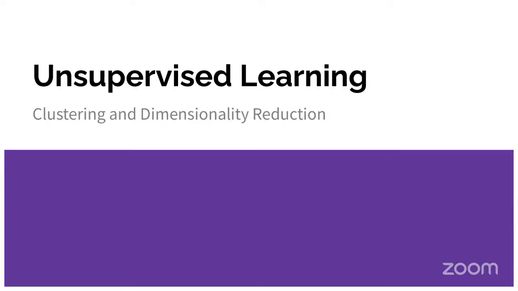So we are done with classification and regression, which are all supervised learning approaches. What we'll be looking at today is something called unsupervised learning, which involves two different techniques called clustering and dimensional reduction. Okay.